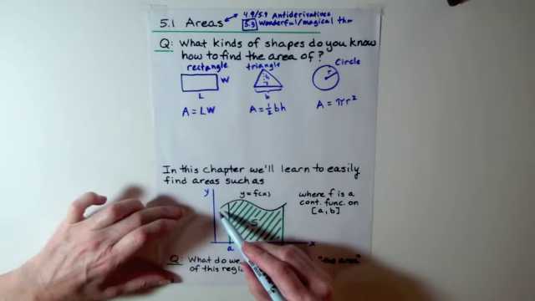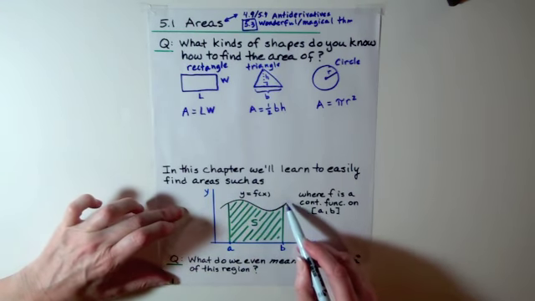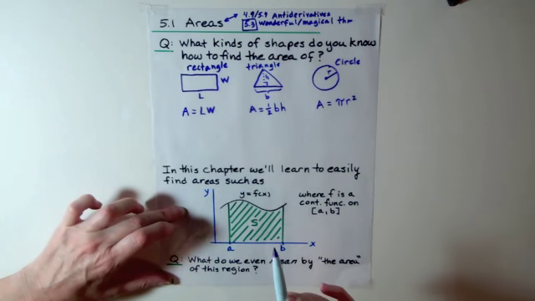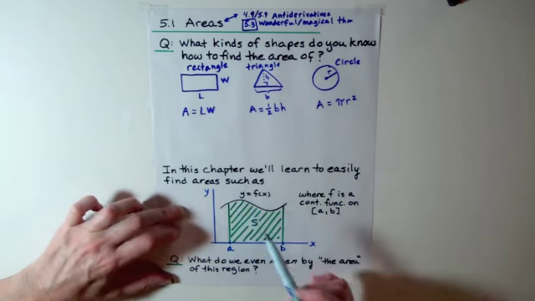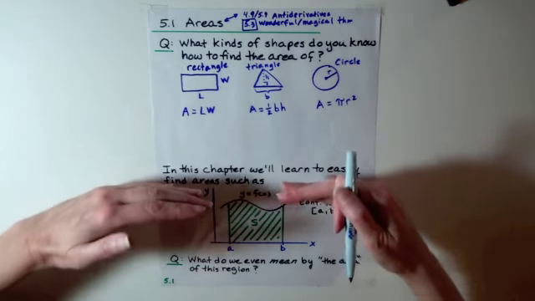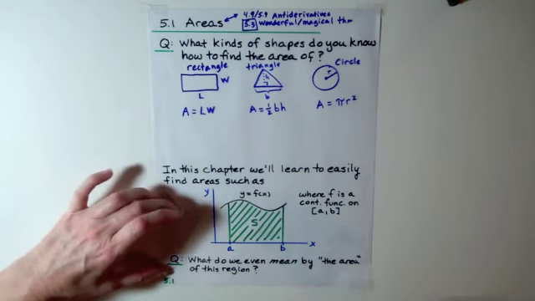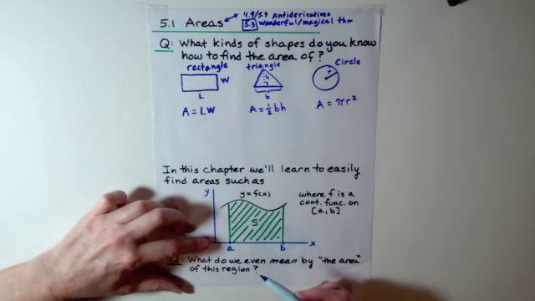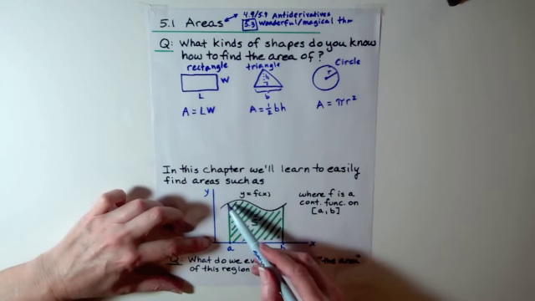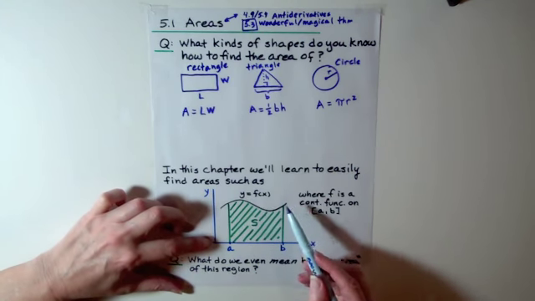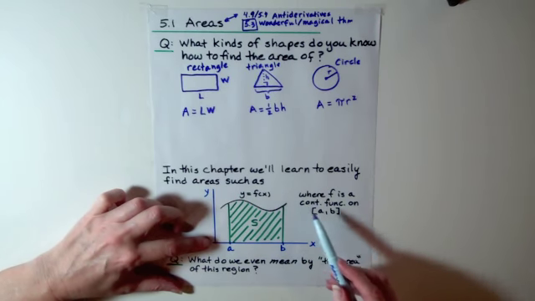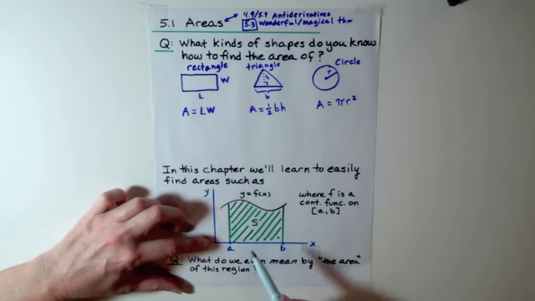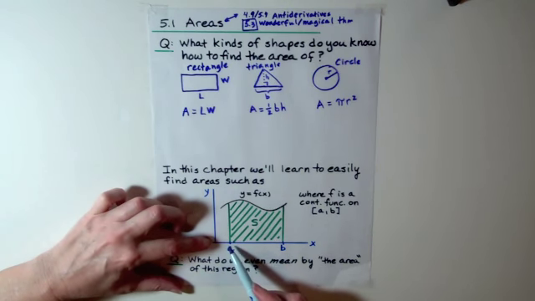Okay. So I wrote down here that in this chapter we'll learn to easily find areas that look like this, where we have a nice continuous function. For the time being, we're going to be looking at functions that lie above or on the x-axis, not ones that go below, but we'll discuss those as well in the next section. So we're going to be finding the area underneath a curve.